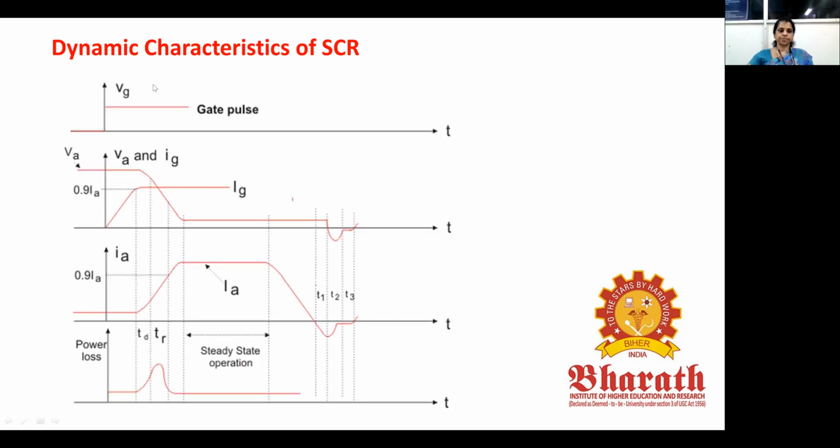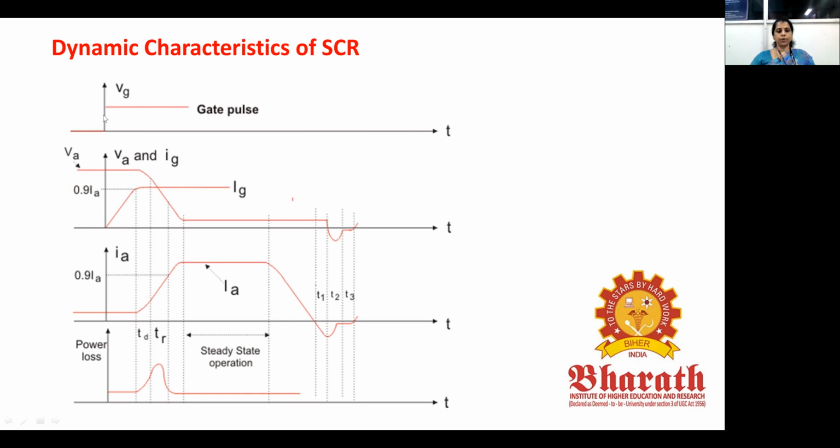And now it is the dynamic characteristics. We have different names for this: turn on, turn off characteristics, switching characteristics, dynamic characteristics. The dynamic characteristics of an SCR are nothing but the effect of the variation of voltage and current with respect to time. What will happen to the voltage and current when the switch is on and when it is off? So the first curve is the gate pulse given to the SCR.